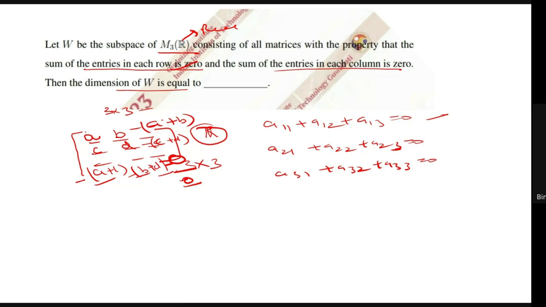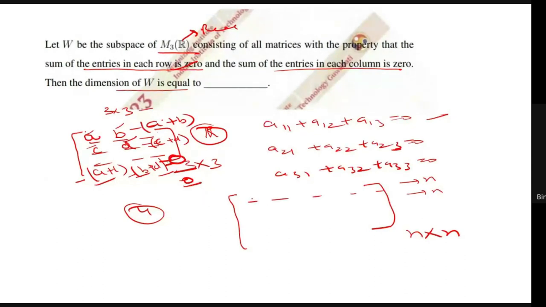So how much freedom do you have? You can put four elements by your own choice, so the dimension will be four. Clear? This type of question may be an n cross n matrix. There you have the freedom to put any values, with n minus 1 elements in a row, because the last one is automatically filled to satisfy the condition that the row sum is 0. Similarly, in the next row, there are also n minus 1 elements you can put by your own choice, and so on.